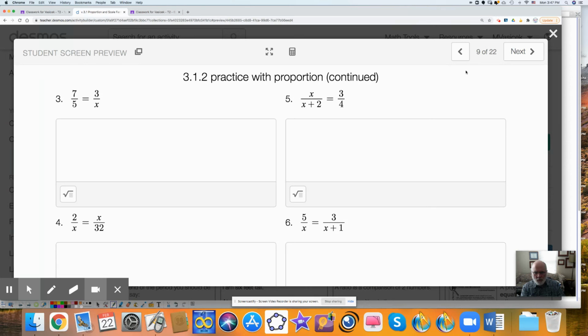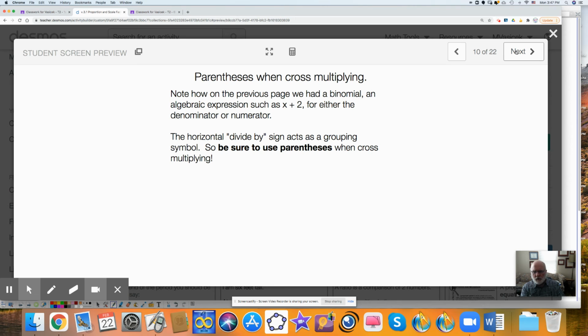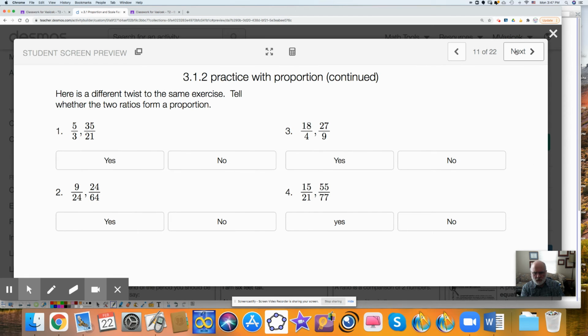This is some more practice with proportion. I think we just did these. Make sure that you use parentheses when you have a grouping symbol, when you have a binomial, such as x plus 2. This is a different practice. It's a different kind of practice.